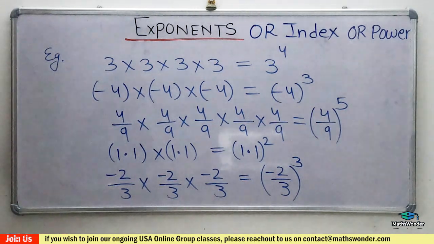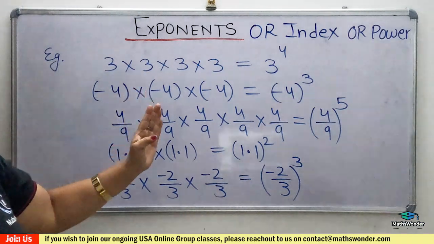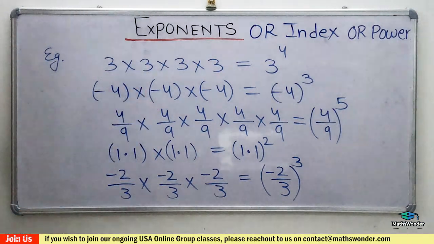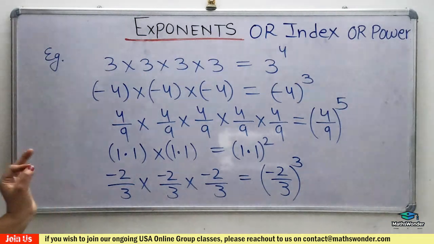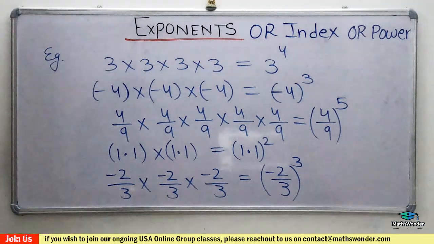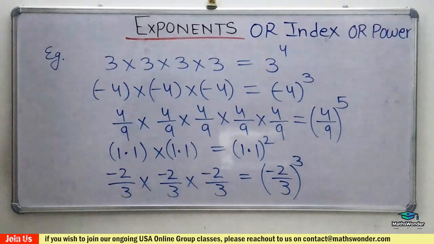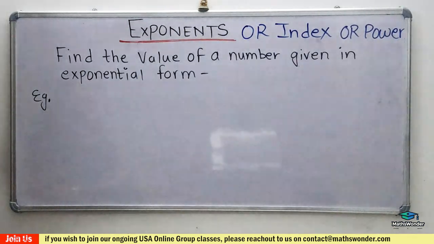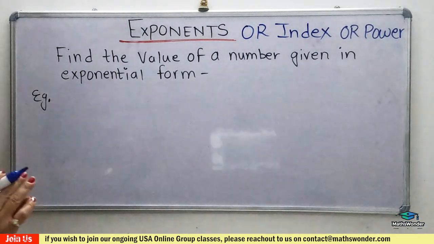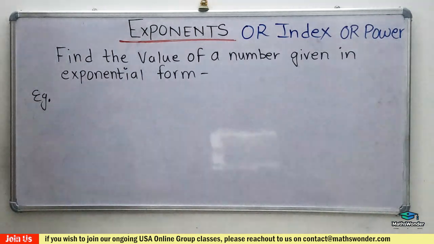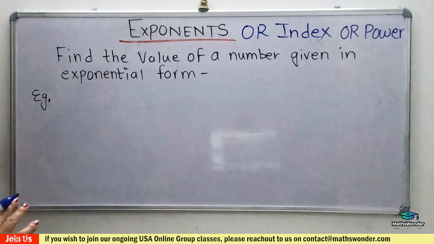So how will you write it? The base is the number that is repeated. How many times it is repeated, that is your power or exponent. All right? No confusion at all, right? This is the topic.